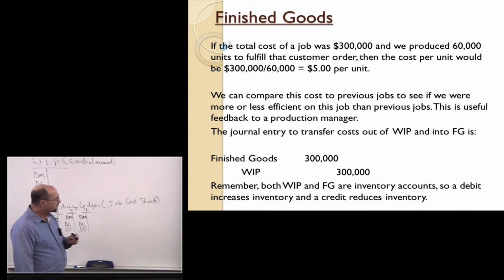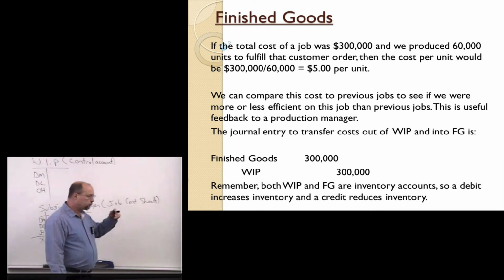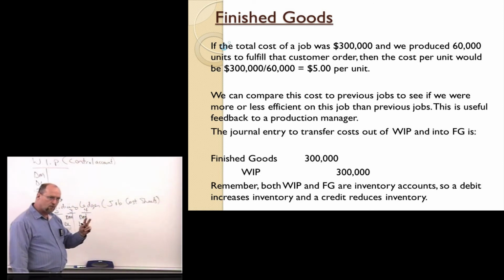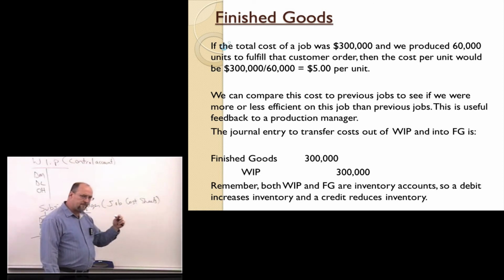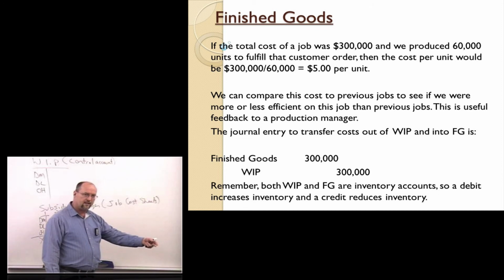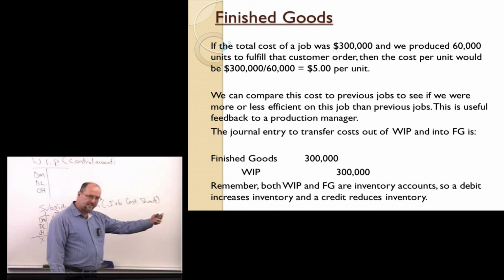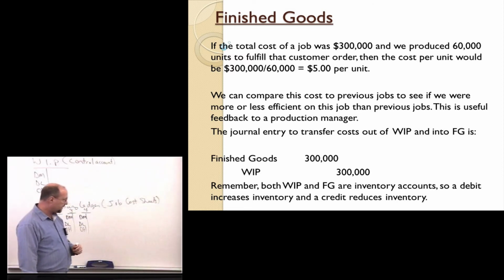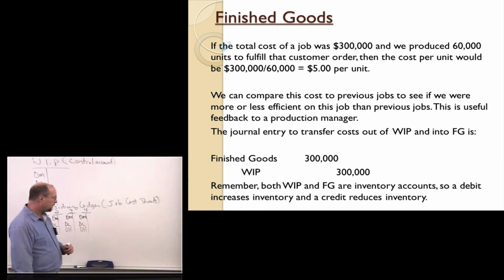Okay, the journal entry to transfer costs out of WIP inventory into finished goods inventory. Remember, these are both assets. So when you transfer goods out of inventory, it's going to be a credit, and when you put an amount into inventory, it's a debit. So it's going from WIP to finished goods. Debit finished goods, 300,000. Credit work in process inventory, 300,000.